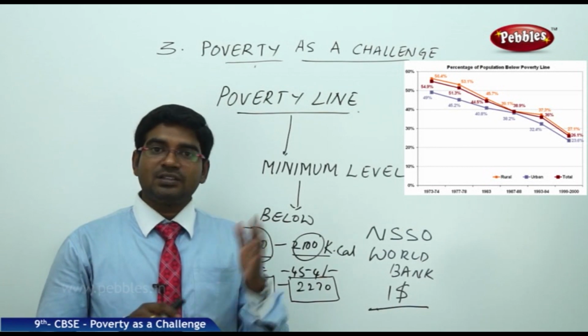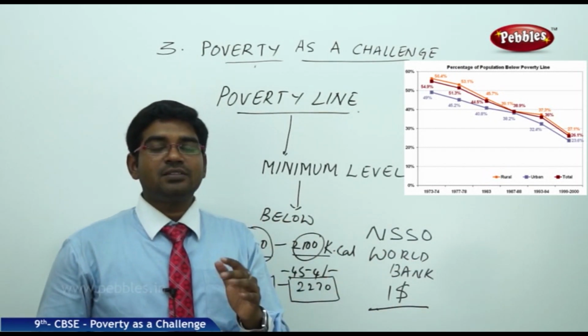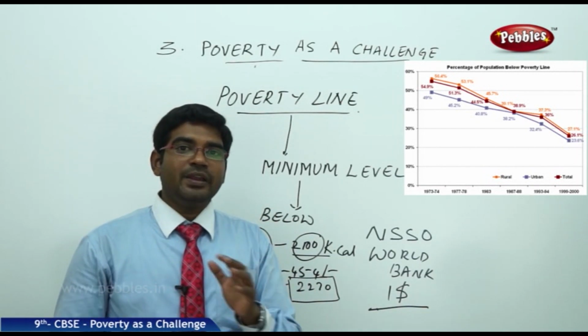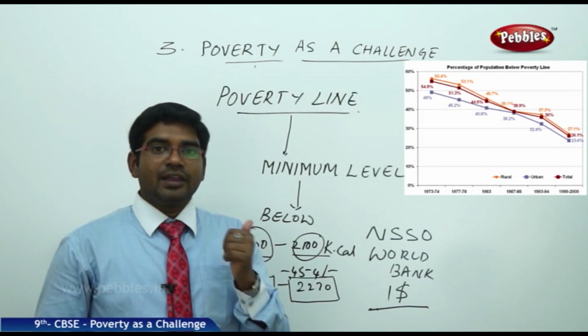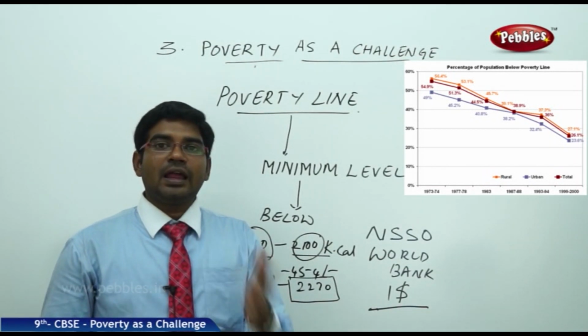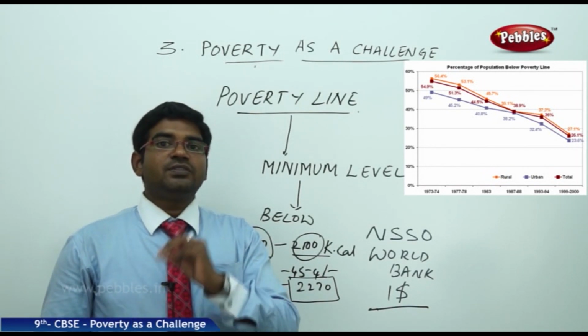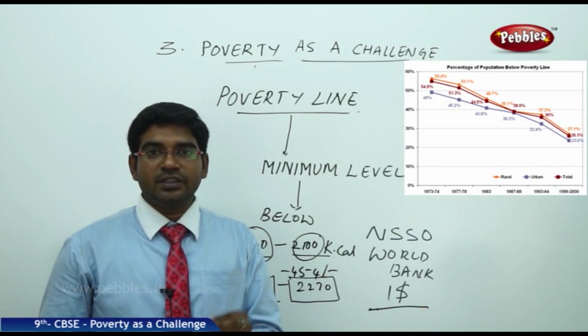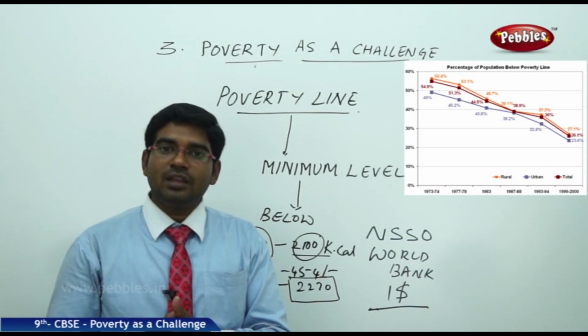Poverty line is nothing but the minimum standard line set to standardize whether the people are able to meet the minimum requirements in their day-to-day life or not, like food, clothing, shelter, medical and health facilities, as well as educational requirements. If they are not able to fulfill any of these, they fall under the category of below poverty line.